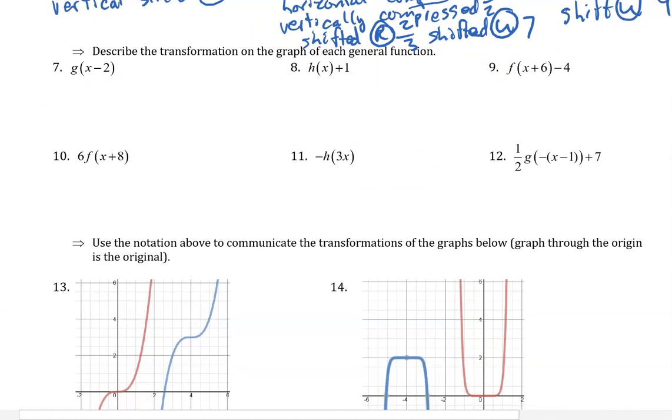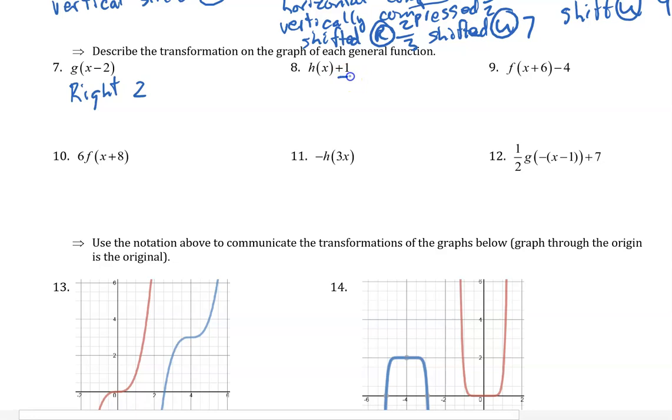Seven through 12, similar process. Now you're describing the transformation. X minus 2, I have shifted right, x minus h, by 2. So that takes the entire original function, g of x, and shifts it right by 2.